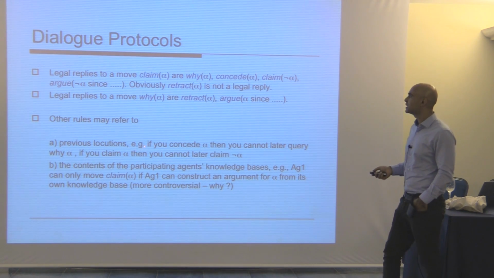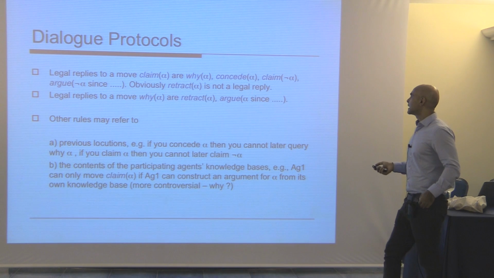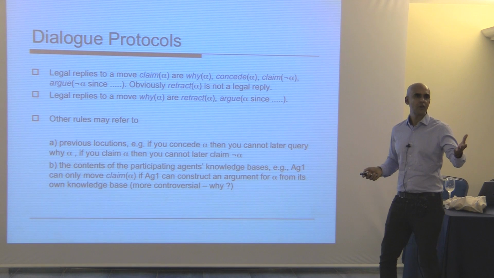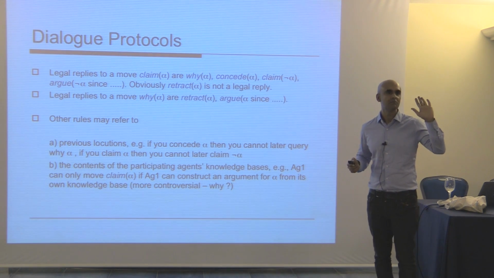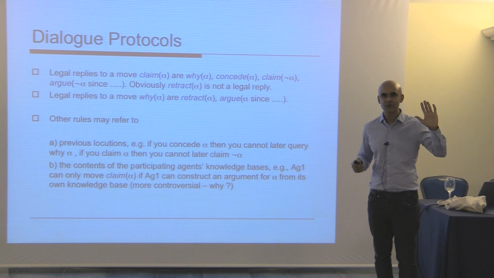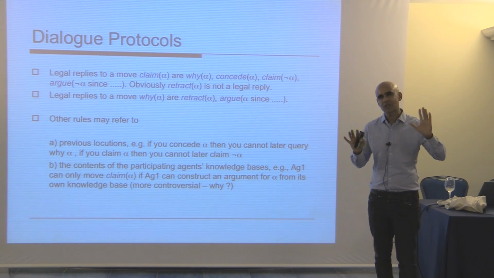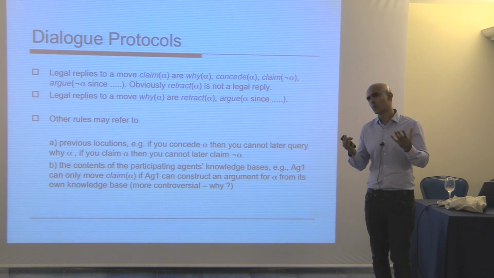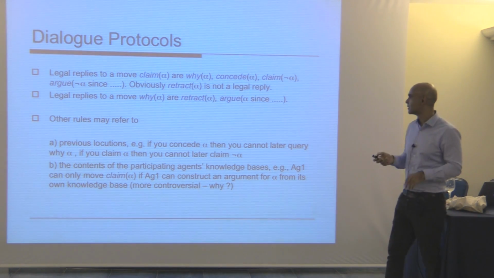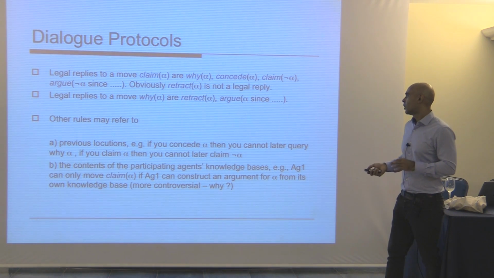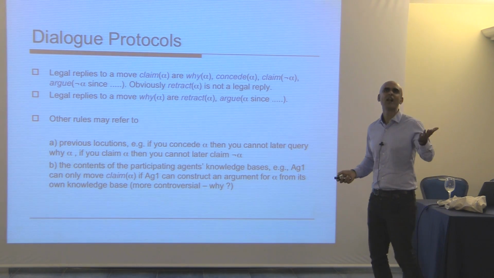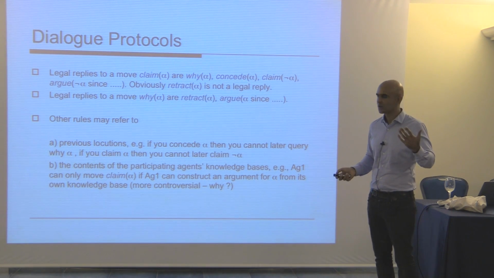Other rules may refer to previous locutions. If you concede alpha, then later you can't query it. So I claim alpha, you say, okay, concede, I accept. It doesn't make sense after that for you to then say, well, why alpha? Actually, maybe it does in some cases. I might concede and later on actually look for an argument why. So, that's debatable. Also, if I concede alpha, I say, yeah, I accept alpha is true, it doesn't make sense for me then to claim not alpha is true. I'm contradicting myself.